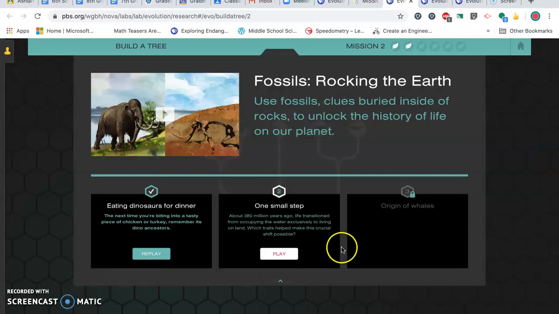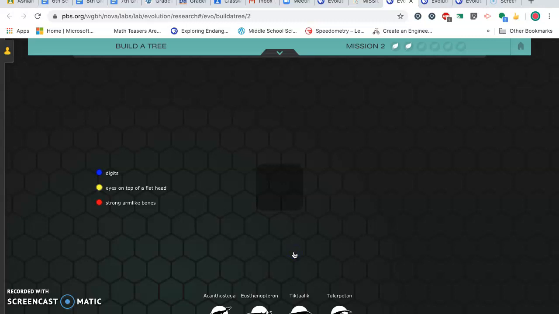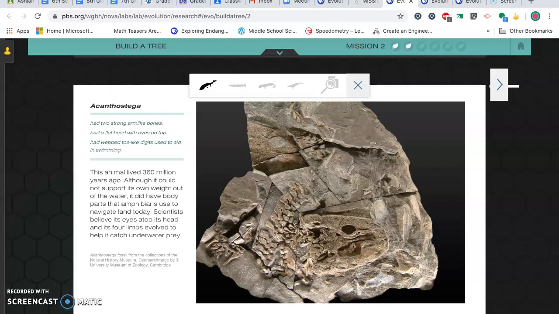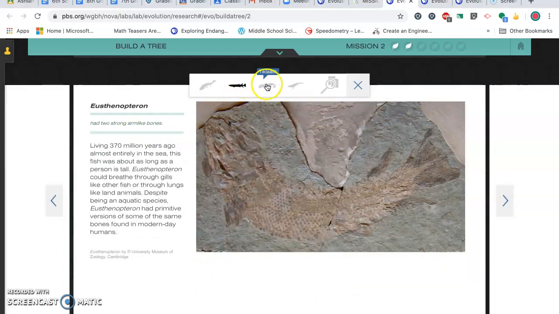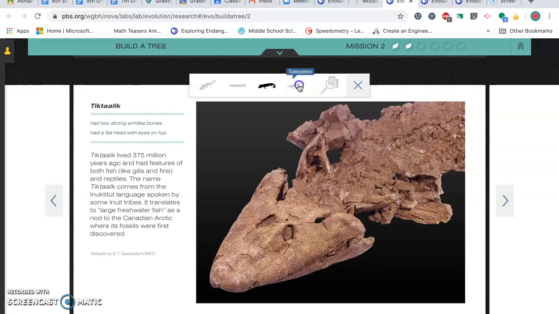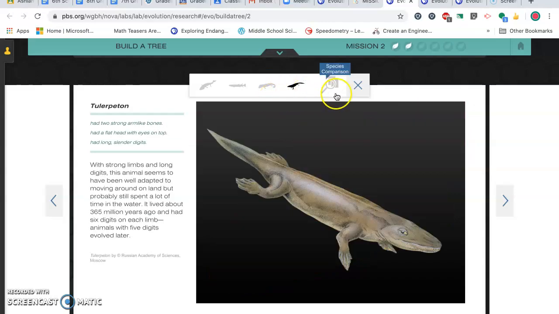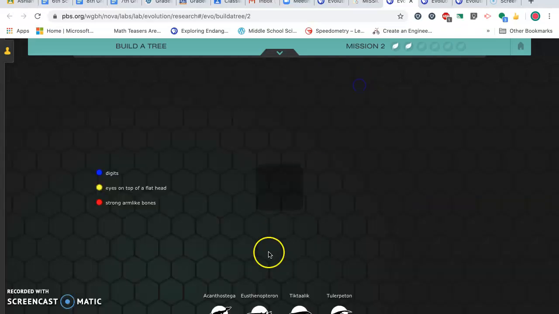All right, so that was my first one. Then I go on to my next one. Again, I need to start by seeing what my characteristics are. So here I have two strong arm-like bones, flat head, webbed toes, and so on. We got all that.